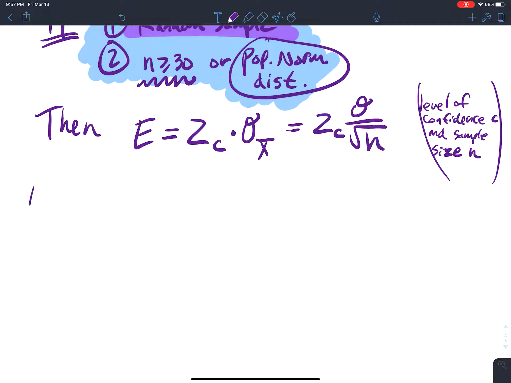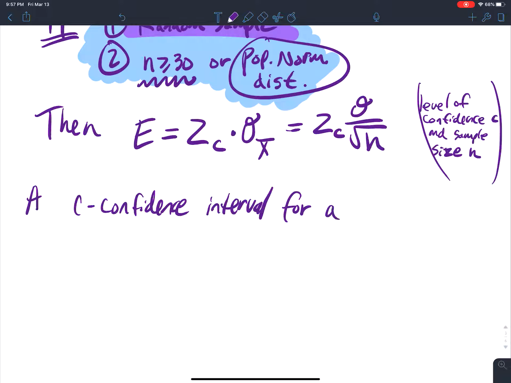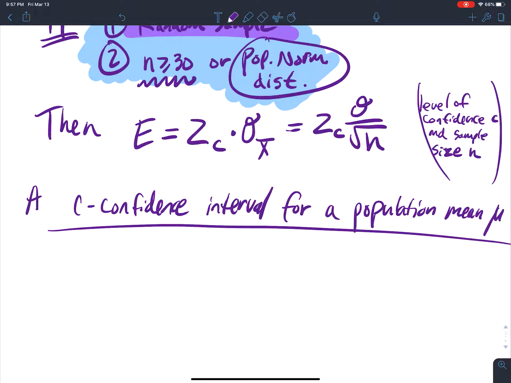So if that's the case, then a c confidence interval for a population mean mu is calculated as follows. Mu is between two values.